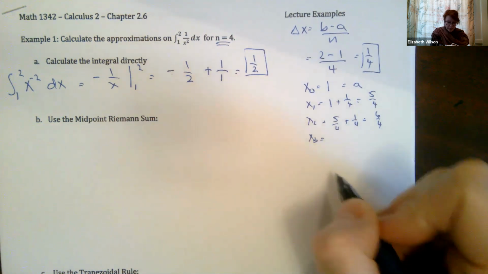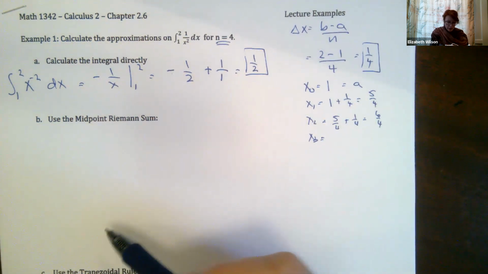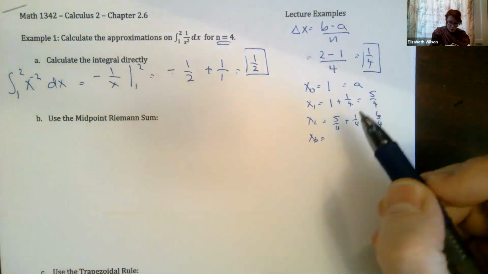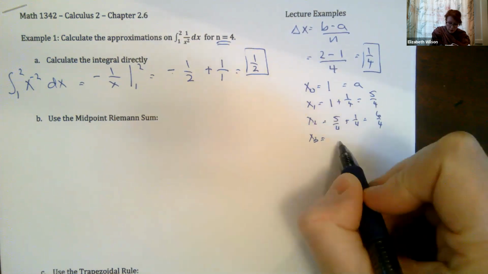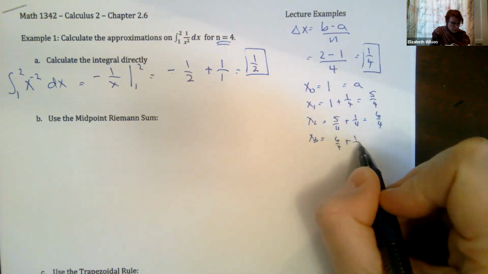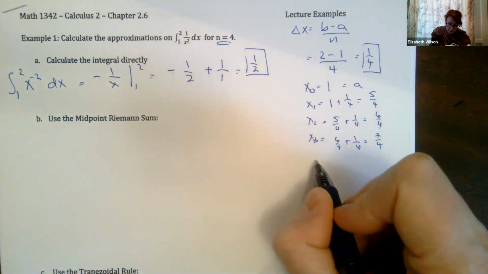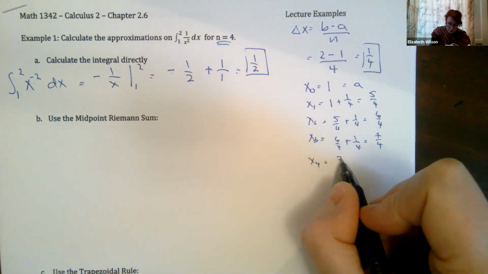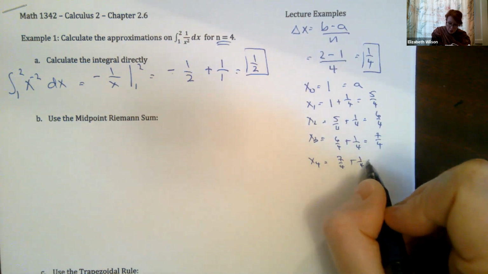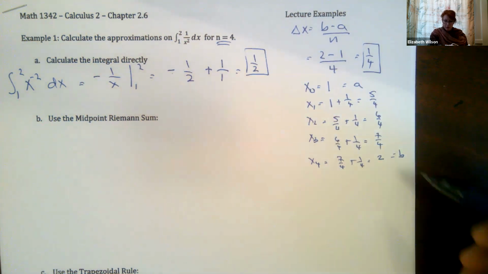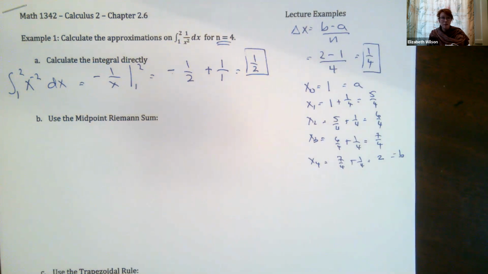Actually, I'm doing this out because I'm going to need all these values in the rest of it. So doing this ahead of time helps me prefetch the work. So x3 is 6/4 plus 1/4, which is equal to 7/4. And then x4, 7/4 plus 1/4 is 8/4, which is equal to 2. This is my b value. Your first and your last should be a and b, so that's a good reality check when you add these up. Okay.